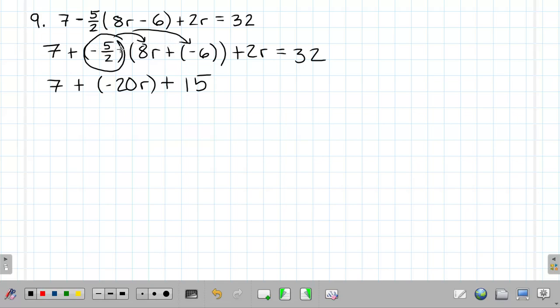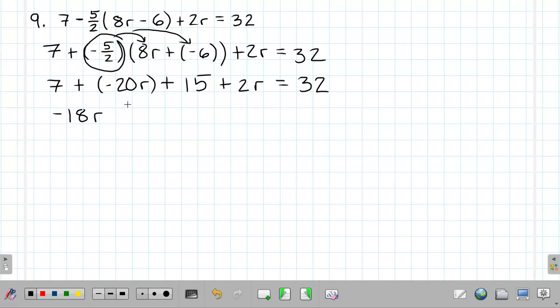Okay, I'd much rather you double check yourself and make sure negative 5 halves times 8r is negative 20r than just guessing and saying, oh, it's 16r or something. I don't know. But then at the same time, we still have this 2r over here, and all that's still equal to 32. And now we're at a point that we have been in every single one of these other questions. We have negative 20r, we have 2r, so negative 20 plus 2 is negative 18.